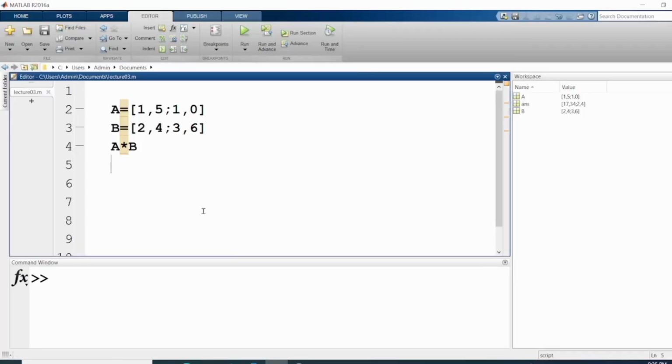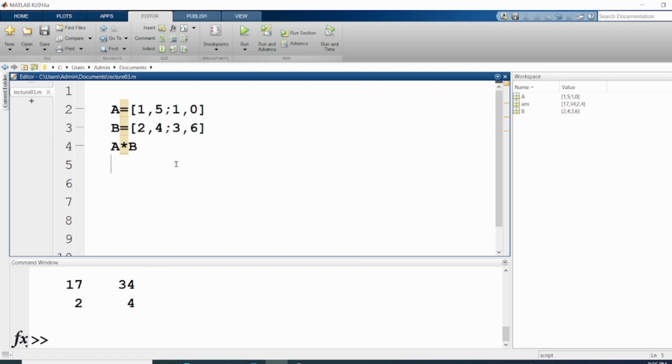So let's now practice in MATLAB. Suppose I have matrix A equal to 1, 5, 1, 0 and B equal to 2, 4 and 3, 6. So these are two matrices A and B. Now I want to multiply those two matrices, so you have to put the asterisk symbol here and then just click run. Now you can see here 17, 34, 2 and 4. This is the answer of this matrix multiplication.